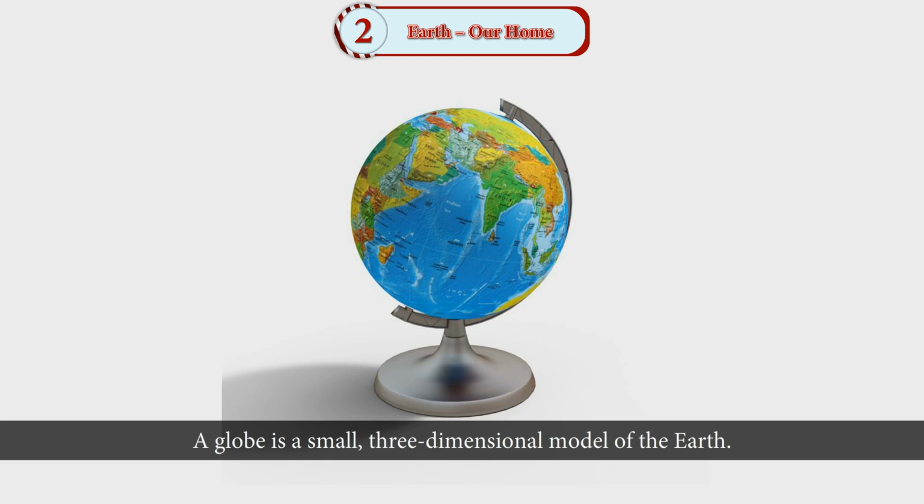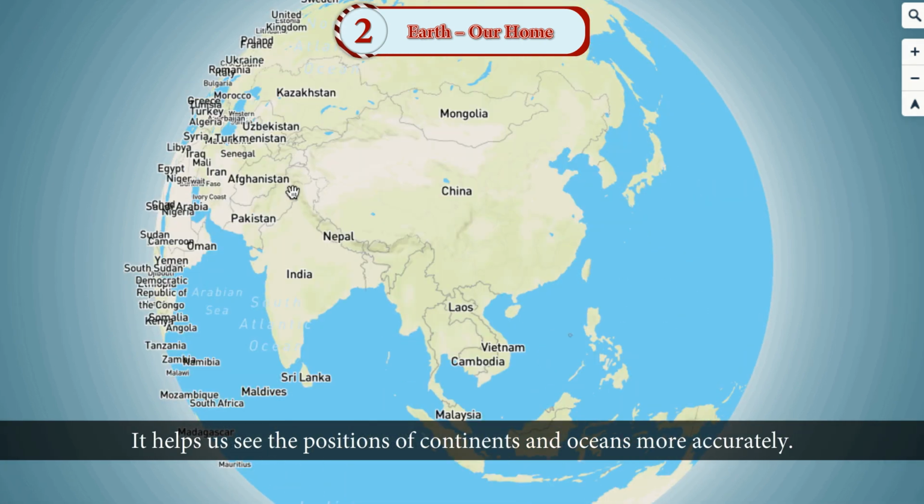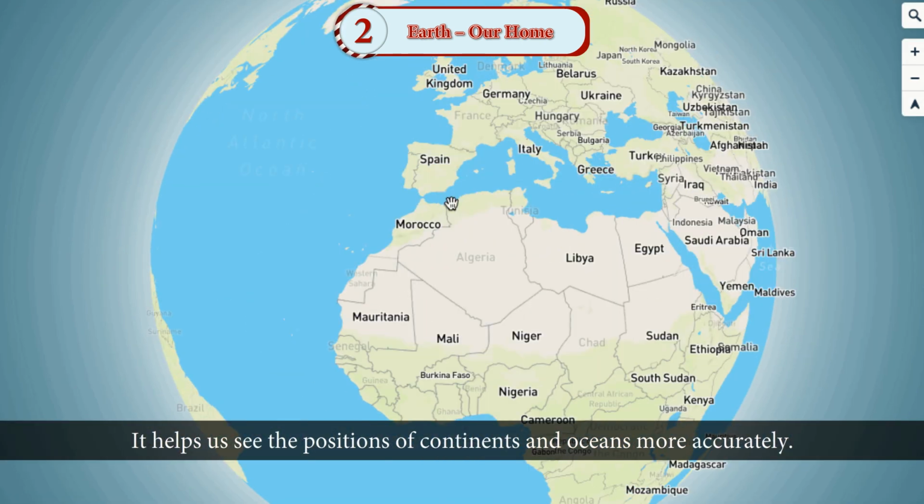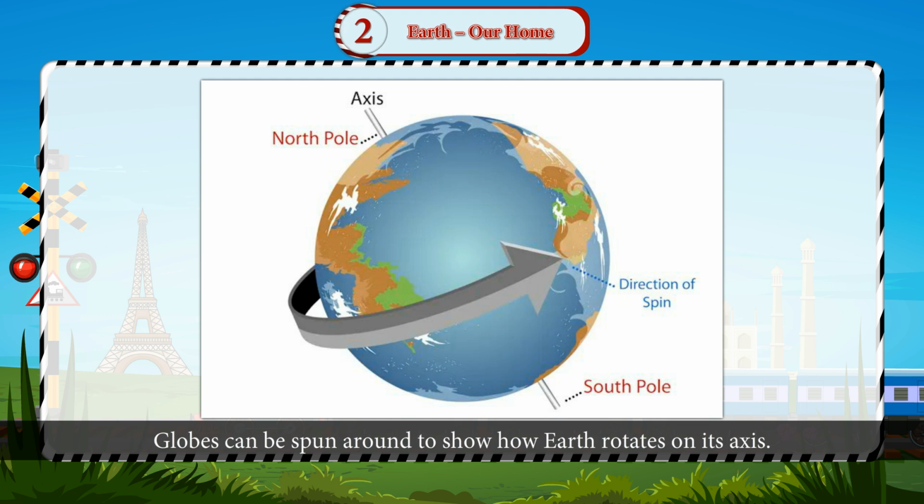The globe. A globe is a small, three-dimensional model of the Earth. It helps us to see positions of continents and oceans more accurately. Globes can be spun around to show how Earth rotates on its axis.